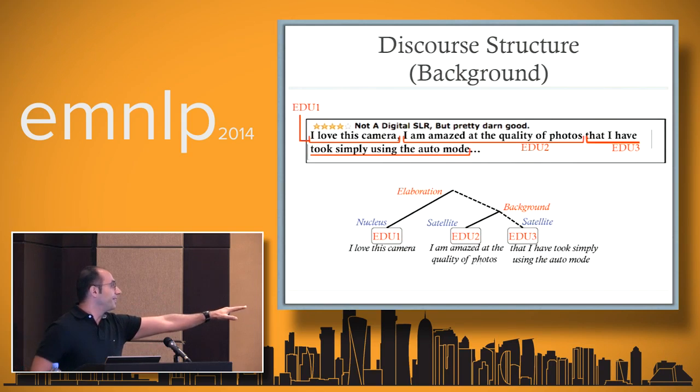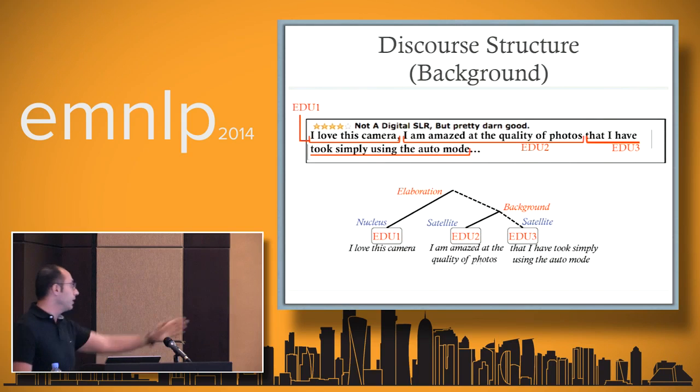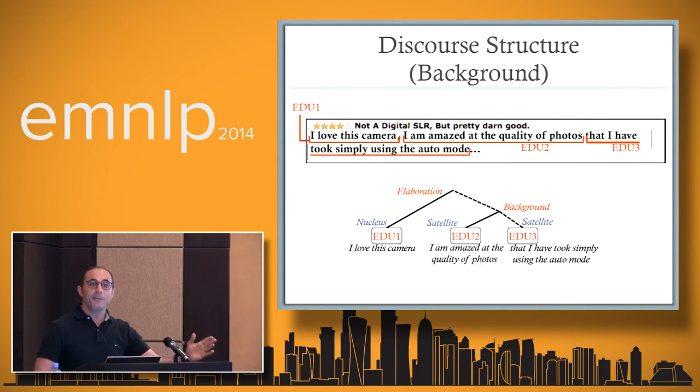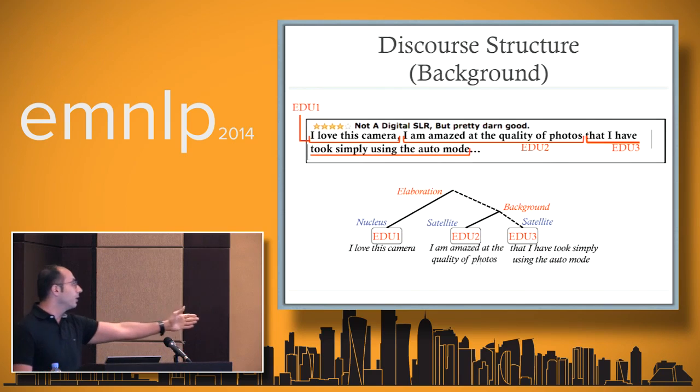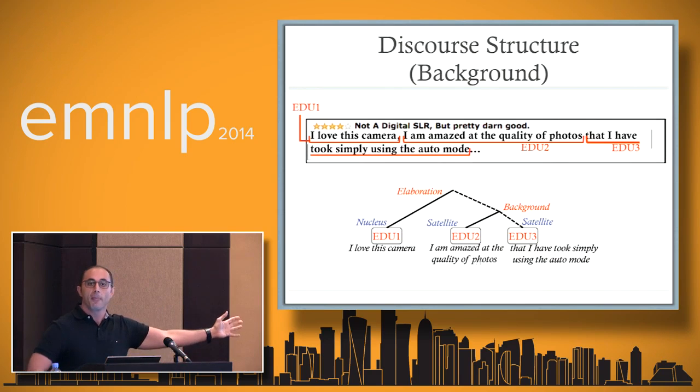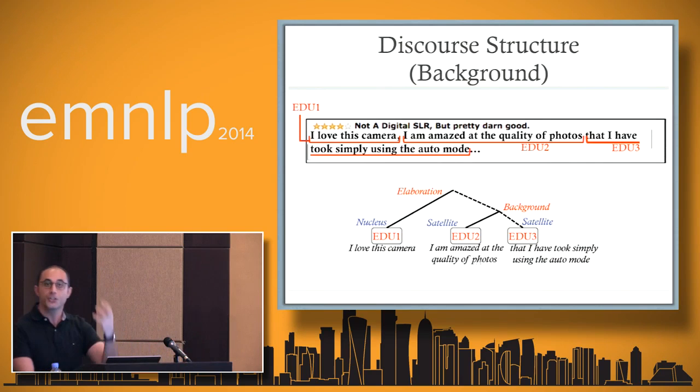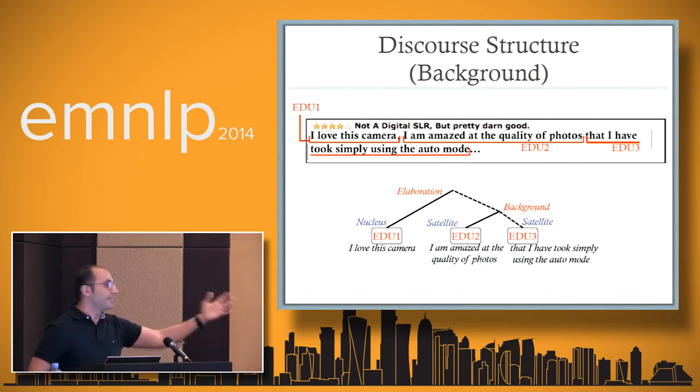So in this example, EDU2 and EDU3 are in elaboration relation with EDU1. At the same time, each node, which is an EDU, is labeled by nucleus or satellite. Nucleus nodes are the central point of the message, and satellite nodes are the peripheral ones.